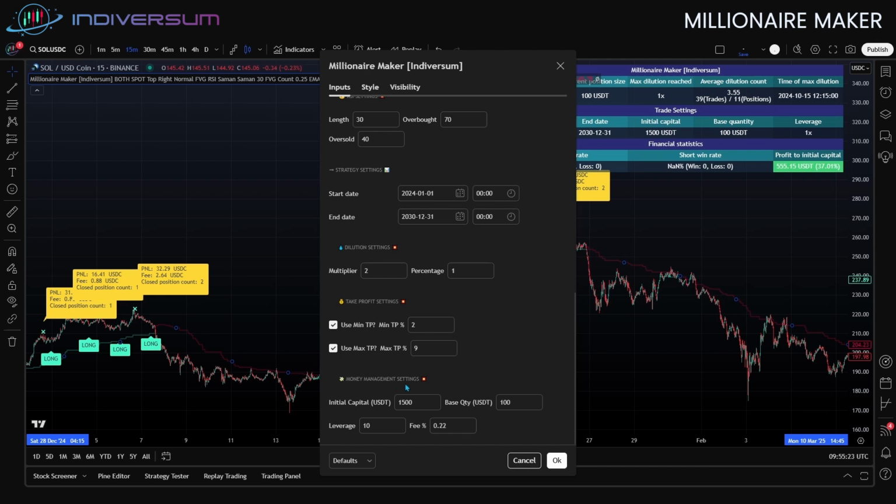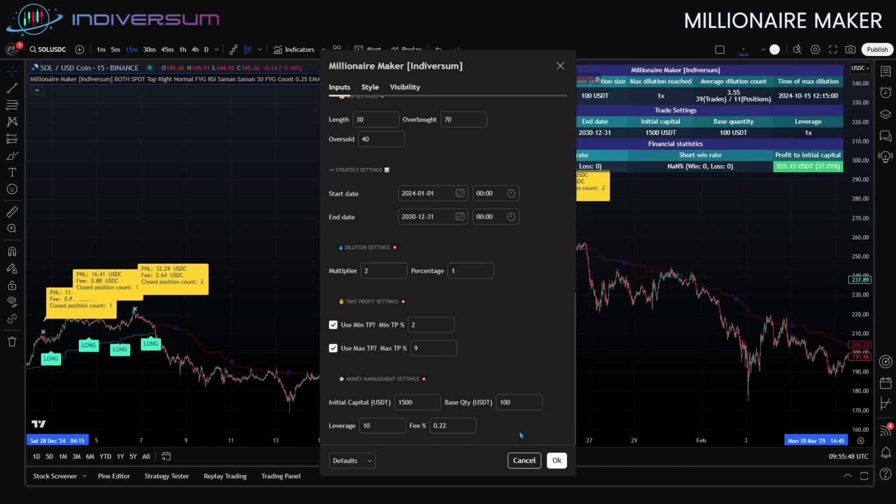Finally, money management settings. Initial capital. Set the starting balance for your trades. Base quantity. Choose how much to trade per position. Leverage. If you're trading futures, set your preferred leverage. Platform fee. Input the trading fees from your exchange. For example, on OKX, the fee is 0.22%, which barely affects profits.